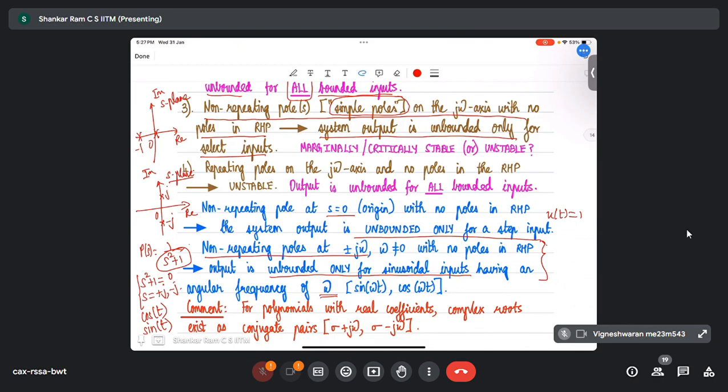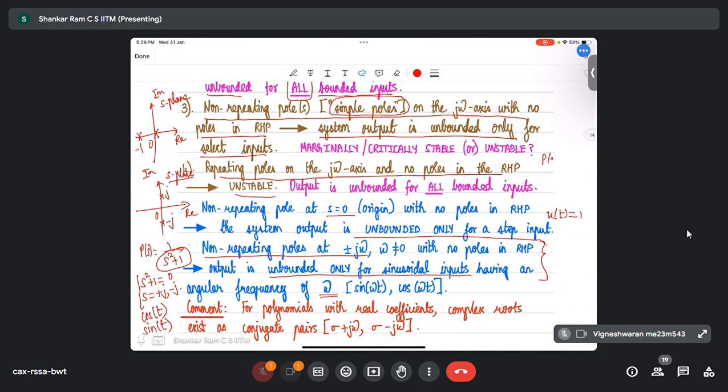Now, the fourth case is the following. If you have repeating poles on the j omega axis and no poles in the right half plane, the system output is unstable for any bounded input. The system output is going to be unbounded for any bounded input. The system is going to be unstable. So what do I mean by that?